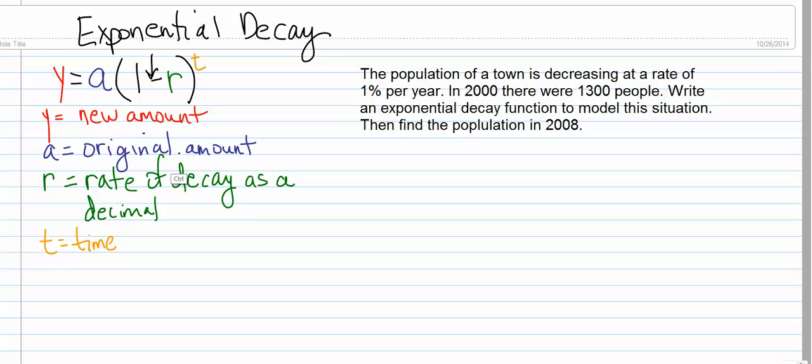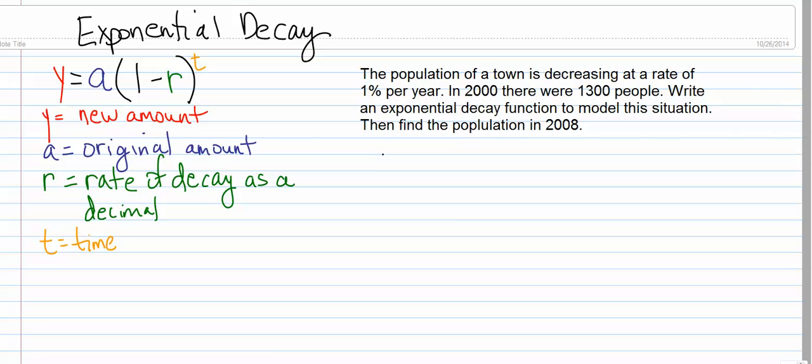Okay, so the values are the same. A stands for the original amount. R stands for the rate of decay as a decimal. T stands for time. And then Y is going to be the new amount, or the answer that you're going to get after a certain amount of time has passed.